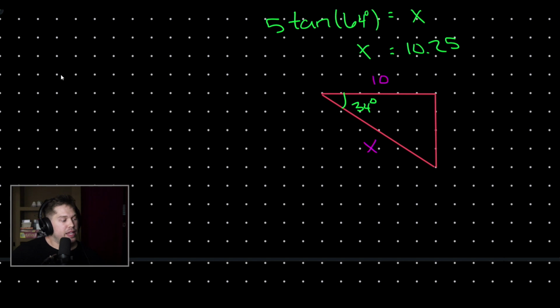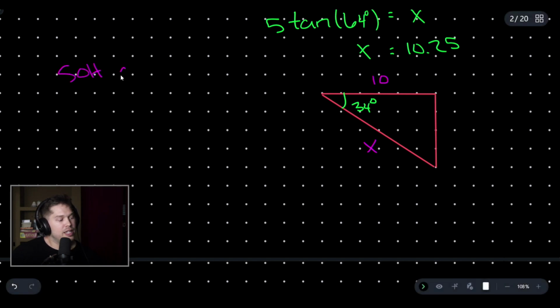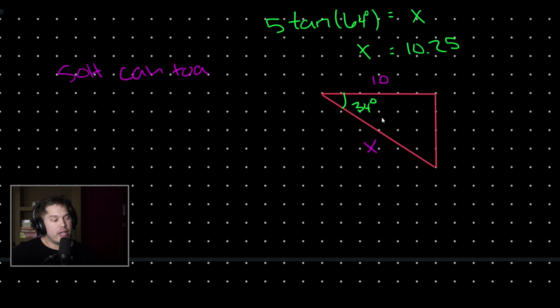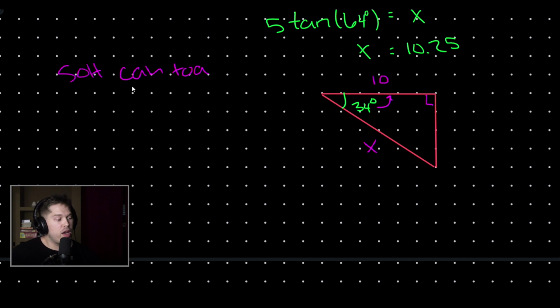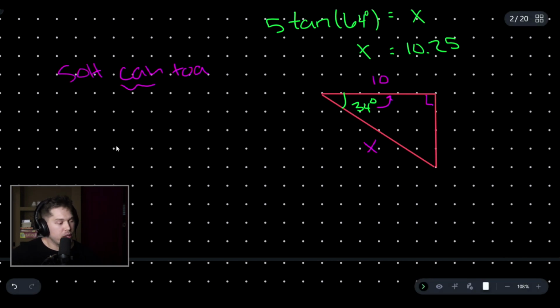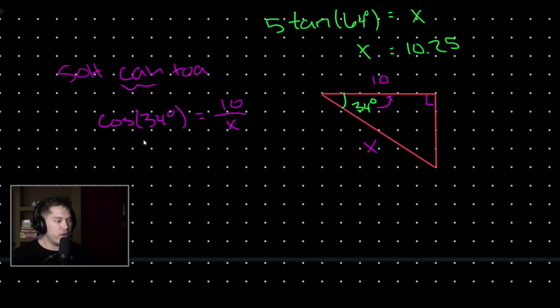So again, we need to be thinking of SOHCAHTOA. And which of our trig functions are we going to use to solve this problem? Well, in respect to the 34 degrees, we have the side right next to it, that's our adjacent side. And we have the side opposite our right angle, the hypotenuse. So we should hone in on cosine. We know that cosine of 34 degrees is equal to our adjacent 10 over our hypotenuse x.